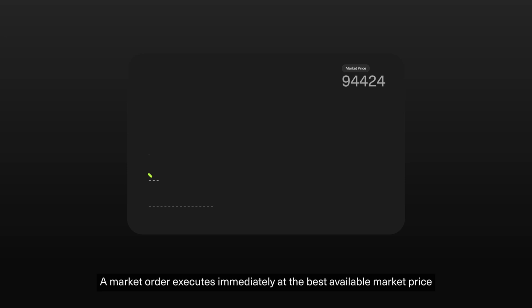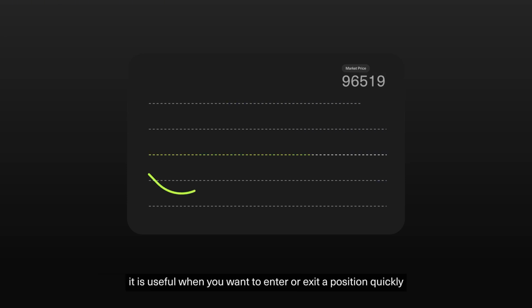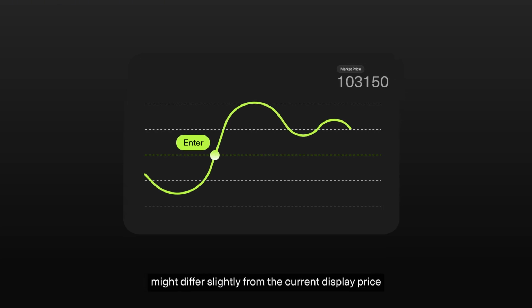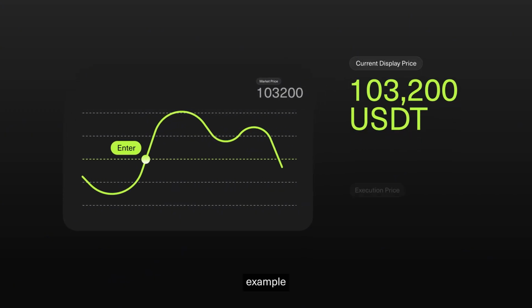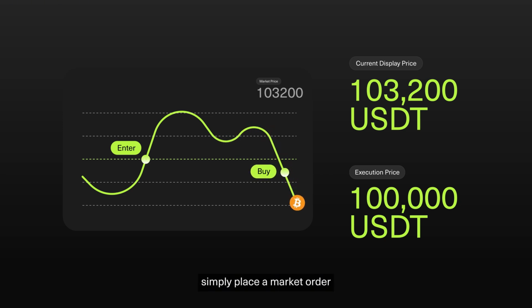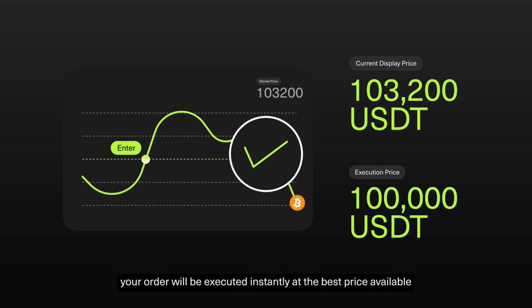A market order executes immediately at the best available market price. It is useful when you want to enter or exit a position quickly. However, because prices can change rapidly, the final execution price might differ slightly from the current display price. Example: if BTC is trading at 103,200 USDT and you want to buy it right away, simply place a market order. Your order will be executed instantly at the best price available.